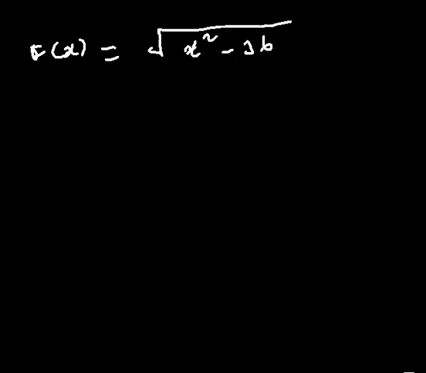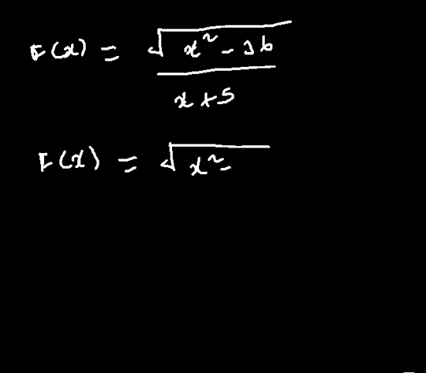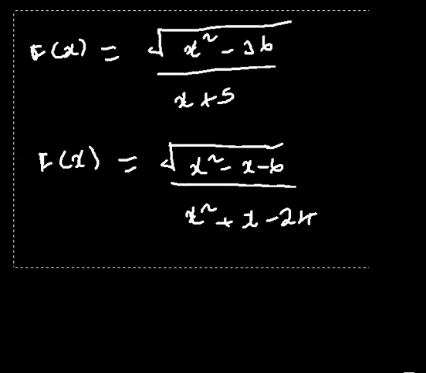And try this in your own time. Let's say we have the function f of x equals the square root of x squared minus 36 divided by x plus 5. And also try this. Let's say we have f of x equals the square root of x squared minus x plus, should be minus 6, divided by x squared plus x minus 24. So try to find the domain of that function in that way.